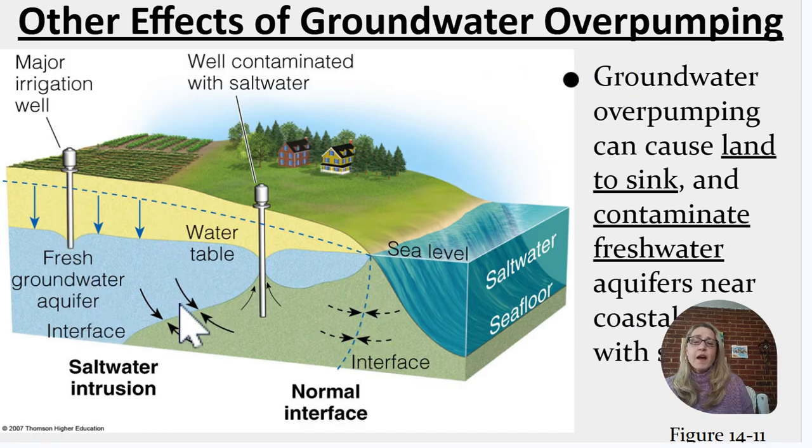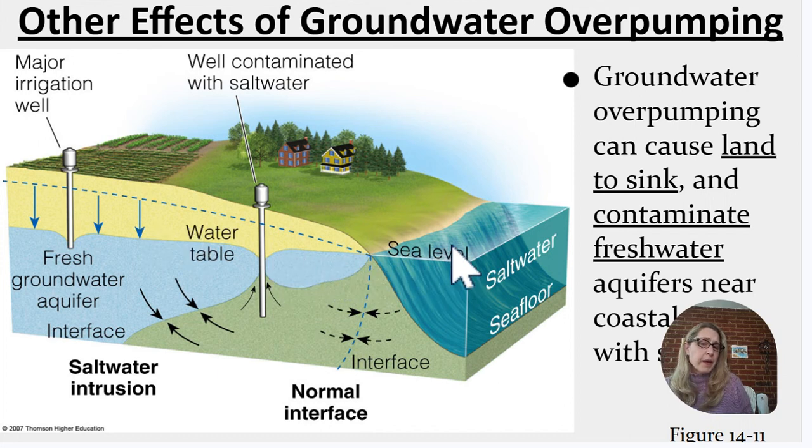Okay. Here's a good picture for you guys, some of those effects of overpumping. So here we see an unconfined aquifer. There's a permeable surface on top, right? Down here on the left we see a major irrigation well that is sucking the water out of it. The water table is the top level at which the ground is saturated with water. Above that is the zone of aeration.